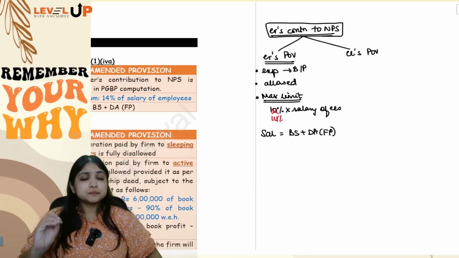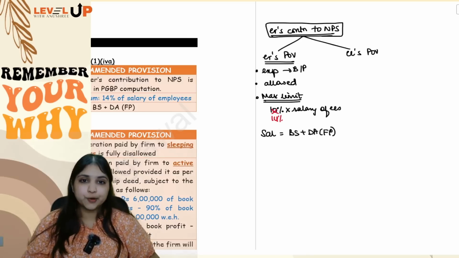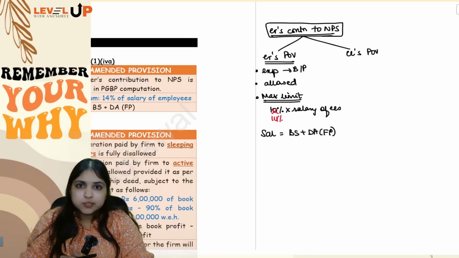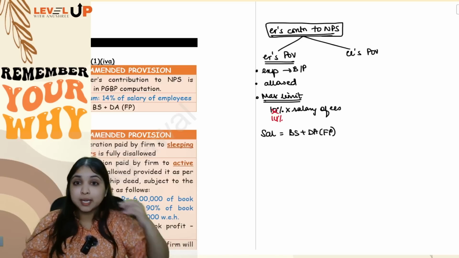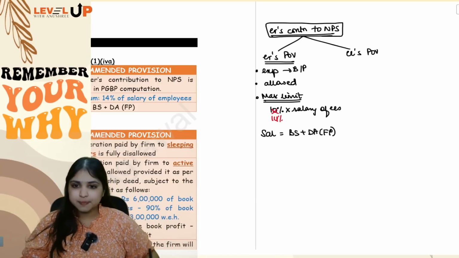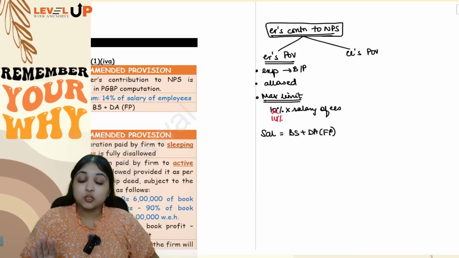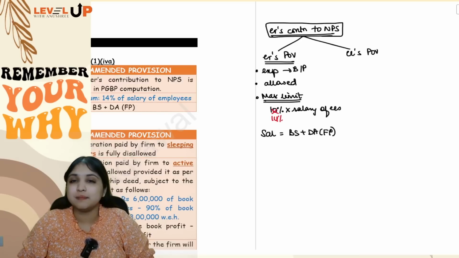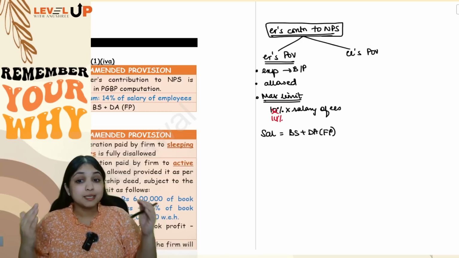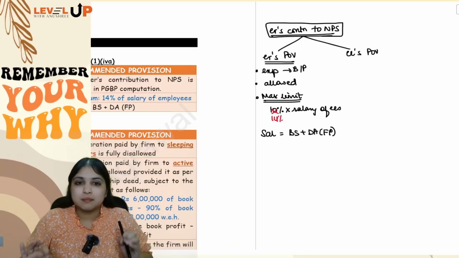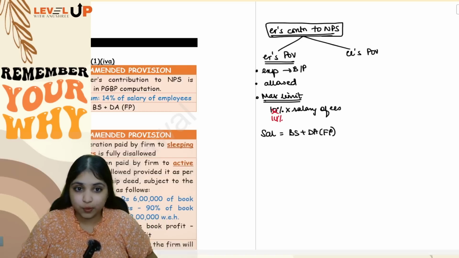Okay. Now this is from the employer's point of view. So conclusion, employer's point of view, whatever he is contributing to the employee's NPS, it is an expense for him, and this expense is relating to his business or profession. So the expense should be allowed for him in the computation of PGBP, but there is a maximum limit. The maximum limit is 14% of the employee salary.